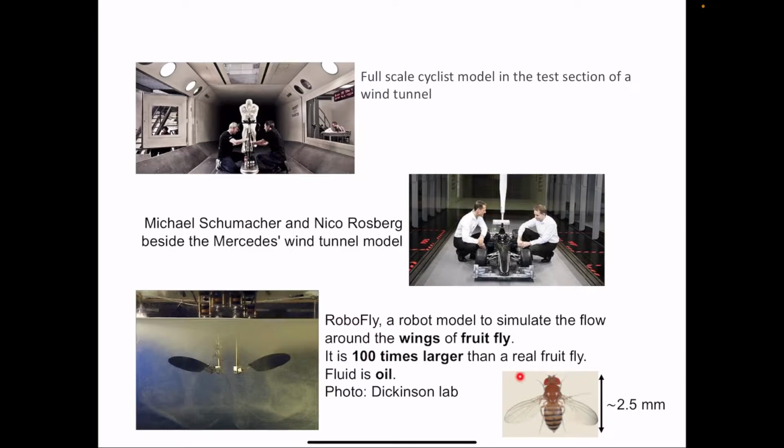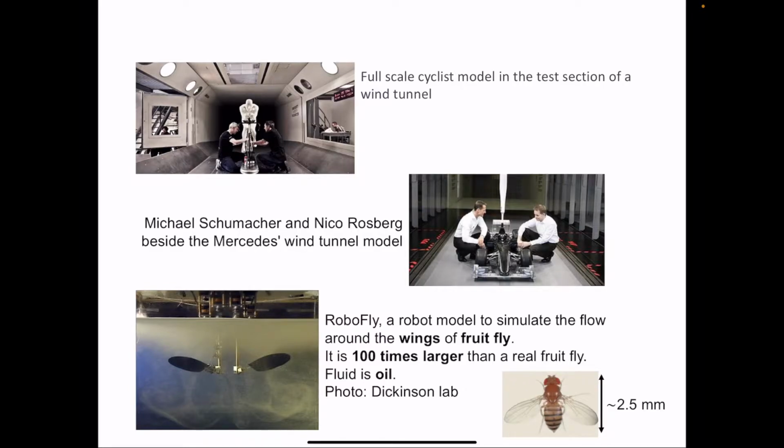The adult fruit fly is only about 2.5 mm long. So this RoboFly is 100 times larger than the real fruit fly. And the fluid used is not air, but is oil. We know that a fruit fly does not swim in the oil, so meaning that it is okay to use liquid instead of air, although the real object is subjected to airflow.